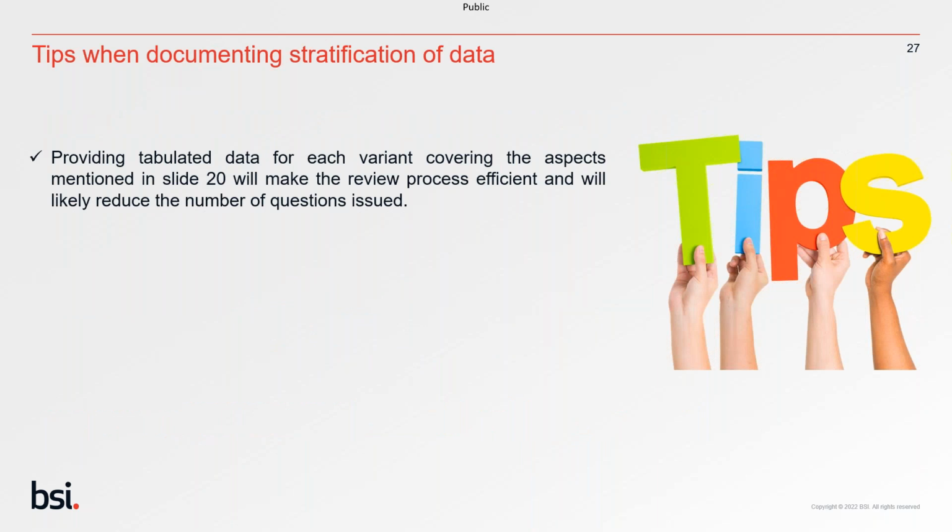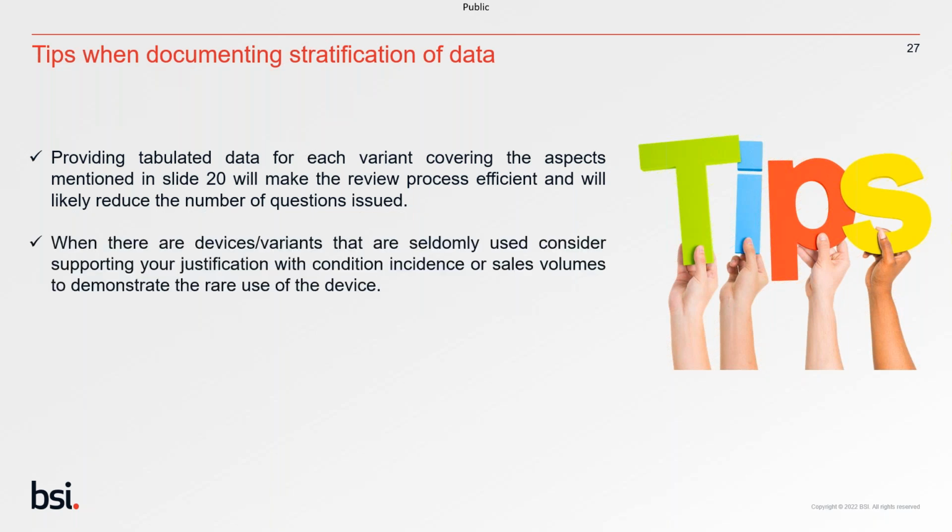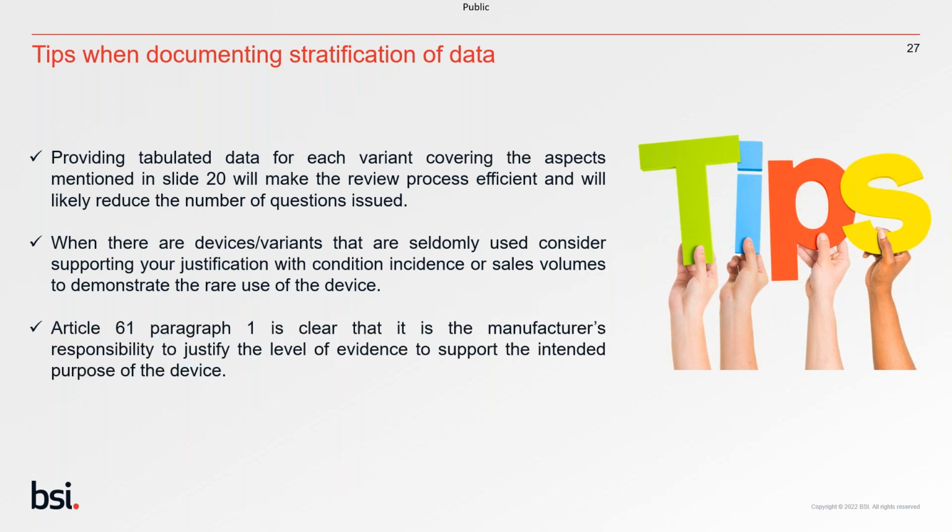So really, if you can, tips when documenting stratification data, providing tabulated data for each variant while covering the aspects mentioned in slide 20 will make the review process efficient. Where there are devices or variants that are seldomly used, consider supporting your justification with condition incidents or sales volumes to demonstrate the rare use of the device. And Article 61, paragraph 1, really just to emphasize it's your responsibility as a manufacturer to give us that robust justification as to why you still think there is sufficient data to support such incidents where devices may be seldomly used.